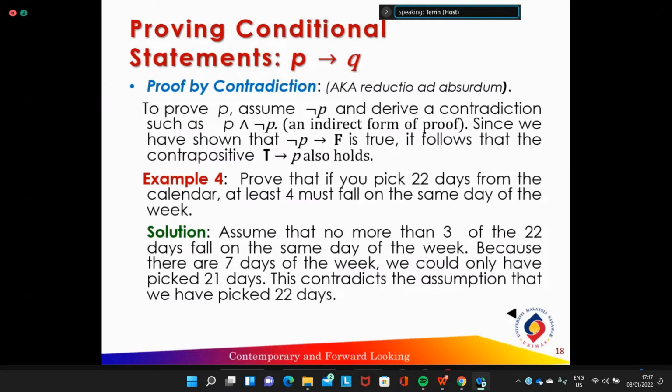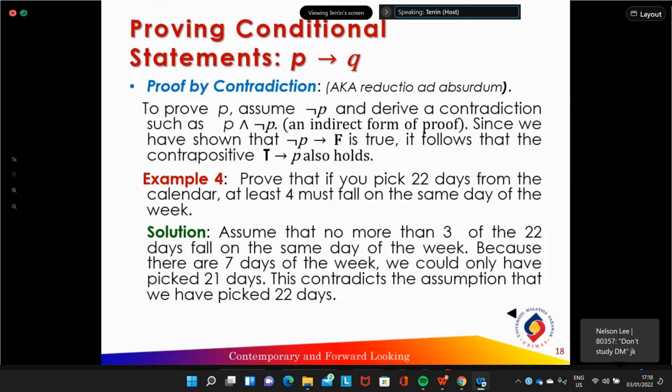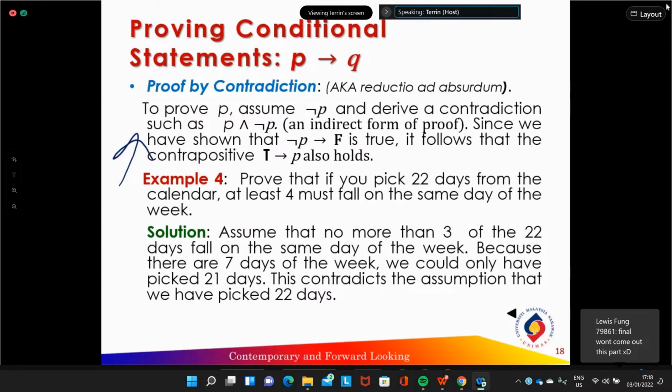So you notice that the earlier slide on the explanation and the one here, it's all like rojak trying to explain to you. So the best thing to do is to use a pen and look at examples, okay? So prove that if you pick 22 days from the calendar, at least 4 must fall on the same day of the week. This is a pigeonhole principle question, right? So now, what is the original statement?